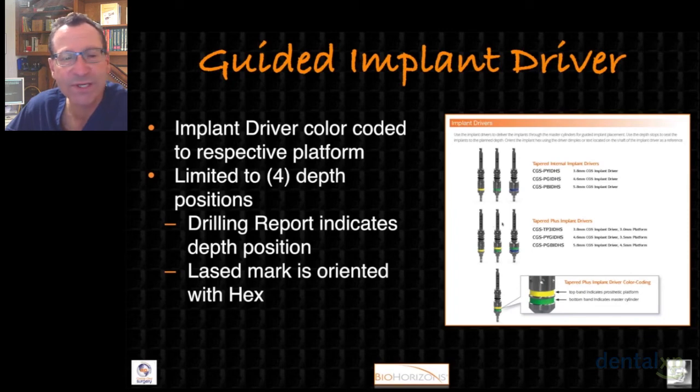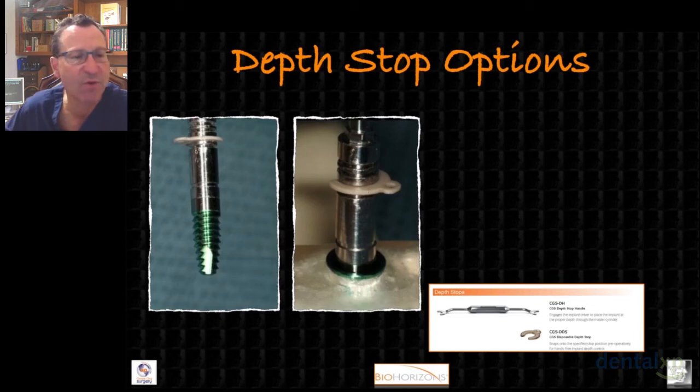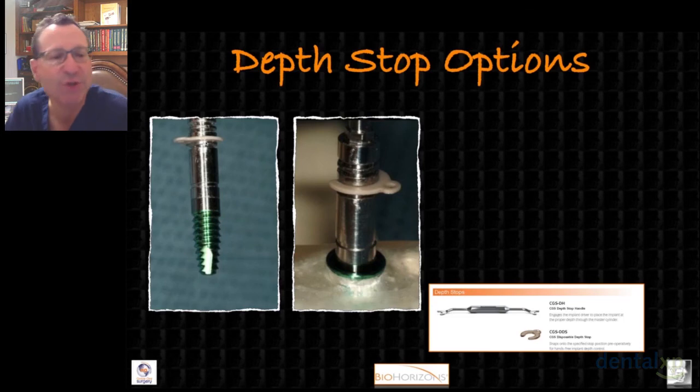So what we did on this implant driver is it's got 4 different depth positions. So you can see here 1, 2 below and 2 above this black line. And when you plan your surgery, you get an implant report that will tell you what drills need to be used for each osteotomy, as well as which stop position is used for each site.